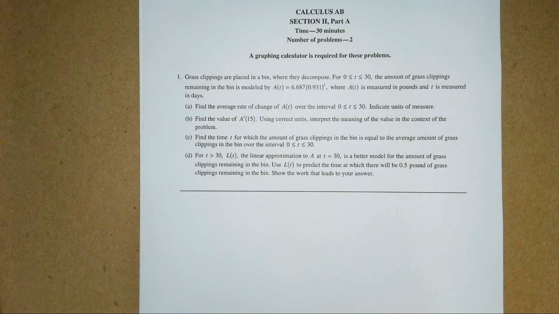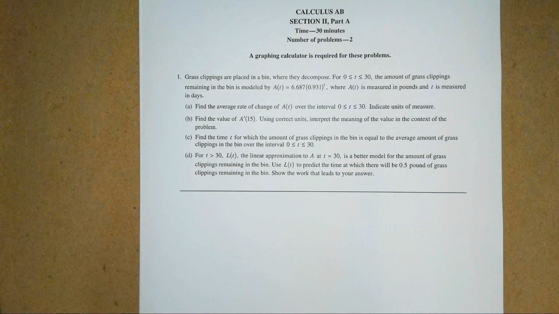So the first thing I always like to do is look at the question and understand what I'm working with. Well, they tell me that it's the amount of grass clippings remaining in a bin, and A of t is measured in pounds and t is measured in days. Sounds simple, but you never know, because in these questions you're always going to have to explain the meaning of what you're finding. So let's go ahead and start the question.